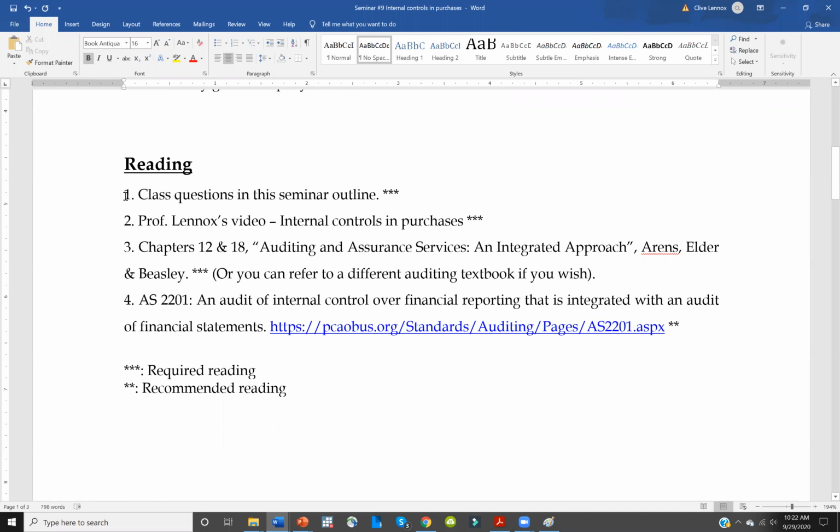Reading, as always, you should look through the class questions in this seminar outline. There's this video that you're viewing at the moment as well. Have a look at chapters 12 and 18 in the Arens, Elder and Beasley textbook. And also there's some recommended reading from Auditing Standard 2201, which is about auditing of internal controls.